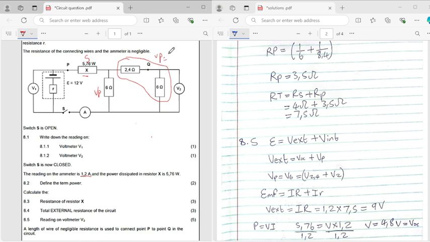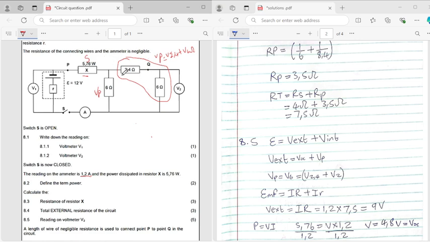Hope that makes sense. So VP is equal to V for 2.4 plus the voltage for 6 ohm. So yeah, keep in mind that those are the properties of circuits.